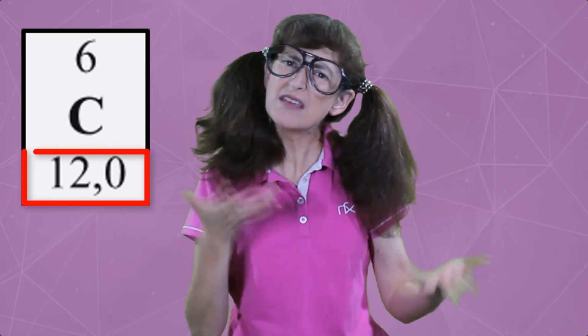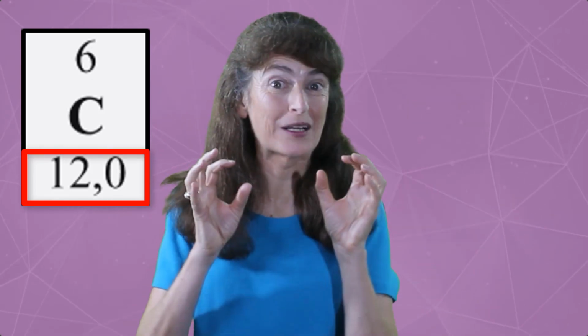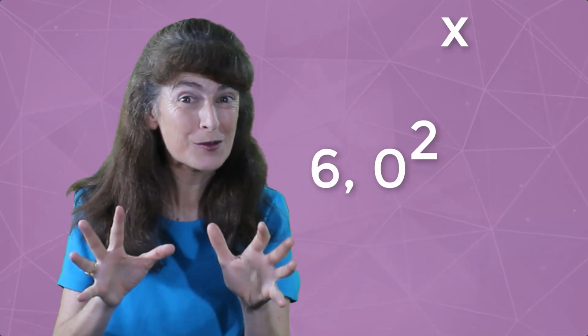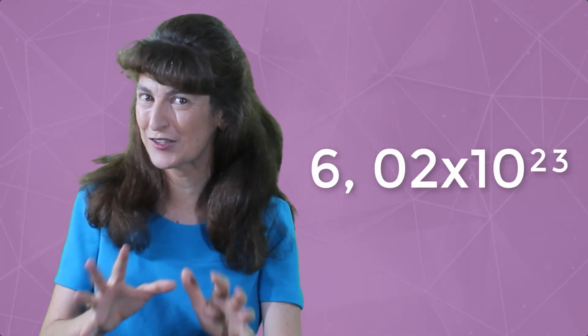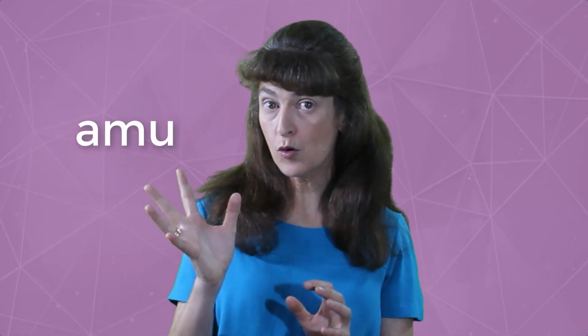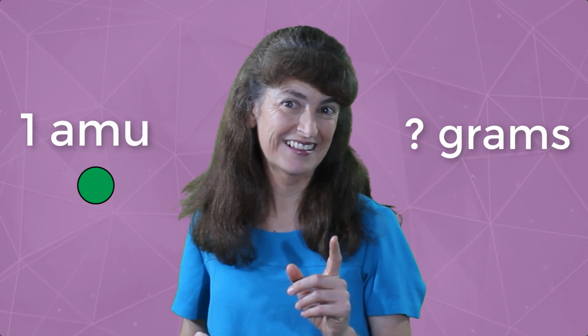But why does it work out like that? Why can these numbers be reused like that? It's because a mole is 6,02 times 10 to the power 23. Why should that have anything to do with anything? The reason lies in the relationship between amu and grams. One nucleon has a mass of 1 amu. So how much do you think that 1 amu weighs in grams?